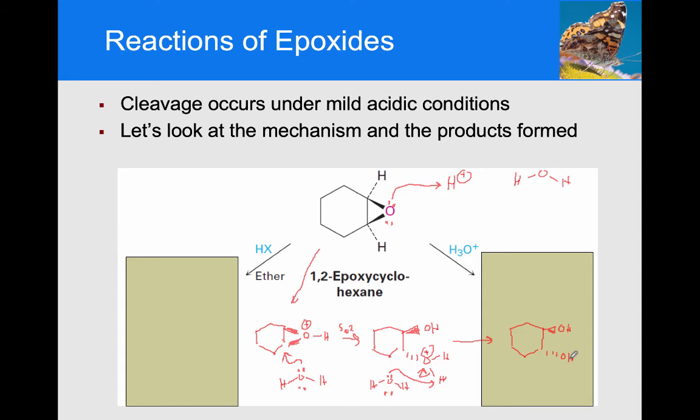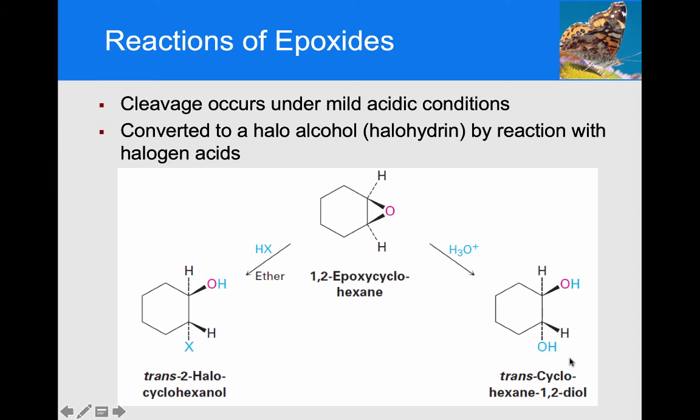We've gone over this already. So this is just kind of a review of the epoxide reactivity. Okay? So we can open up epoxides with either HX or H3O plus in a very similar mechanism. The difference between the two mechanisms is that in the HX case, in the second step, the nucleophile is X minus, whereas in the H3O plus case, the nucleophile that attacks is water.